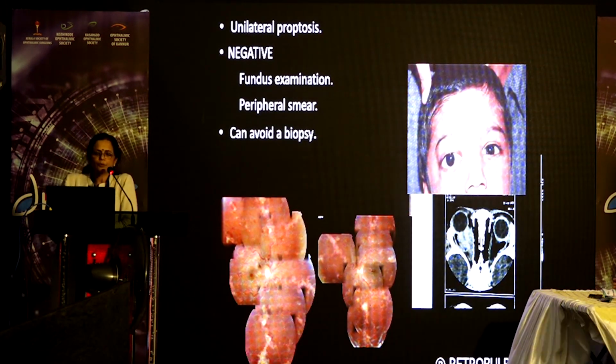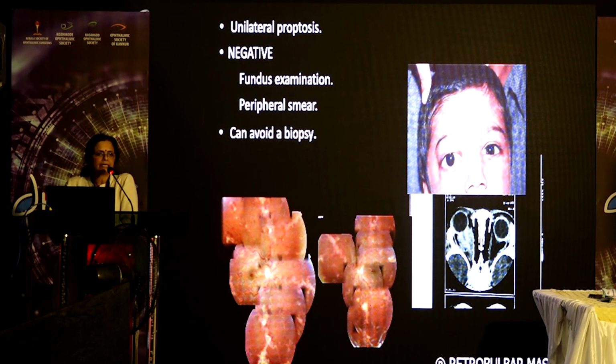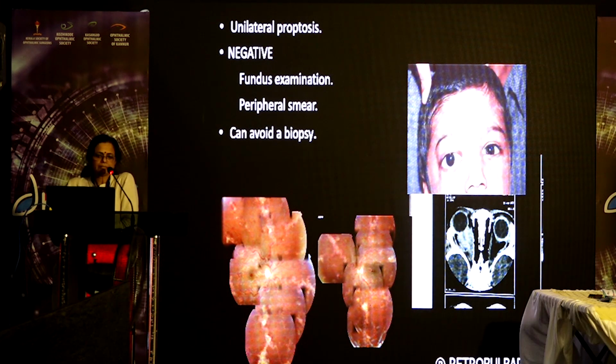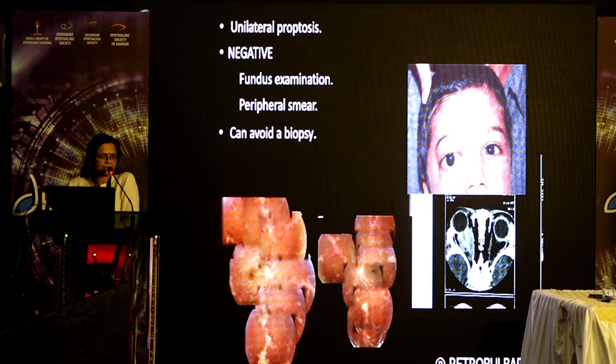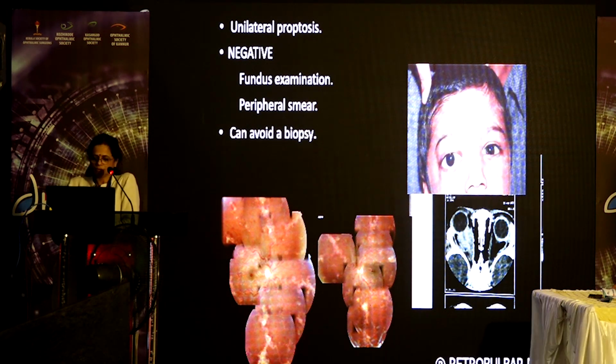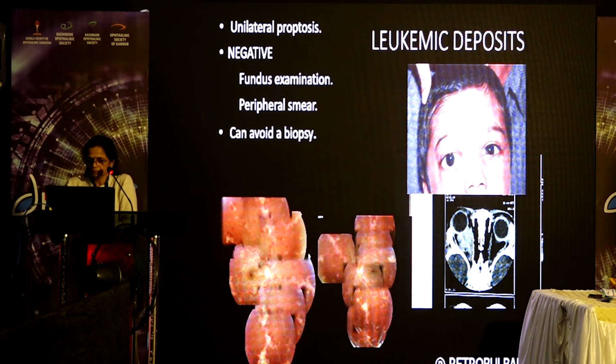A unilateral proptosis with a retrobulbar mass in a young child. Always suspect rhabdomyosarcoma or even any of the hematological tumors. So always do a fundus examination, look for Roth spots, etc., and do a peripheral smear to rule out leukemia.